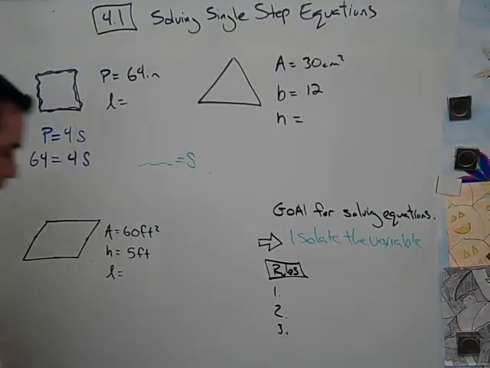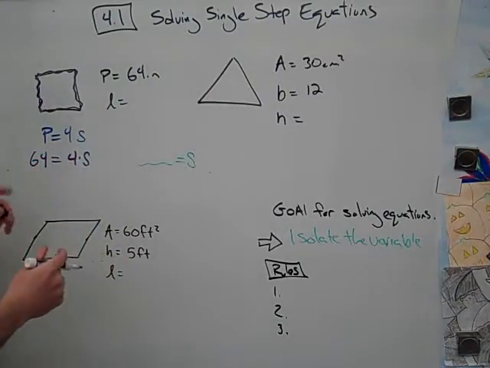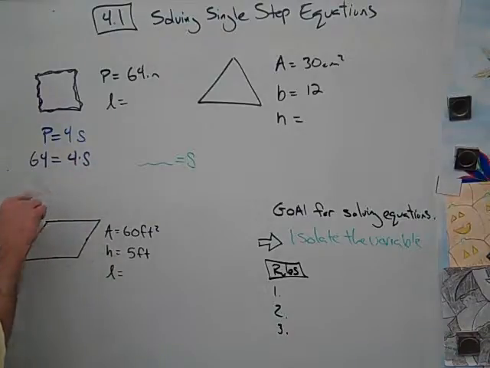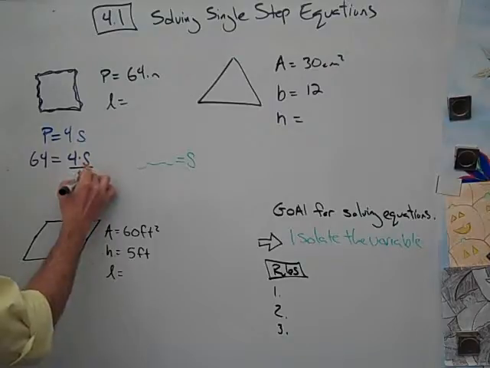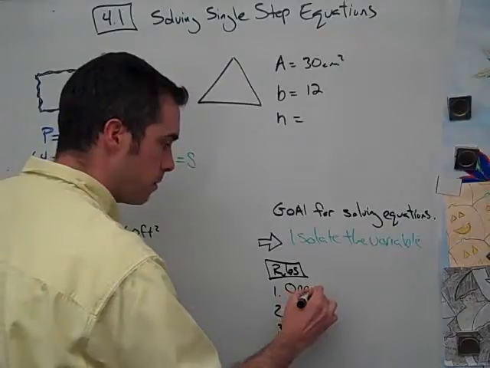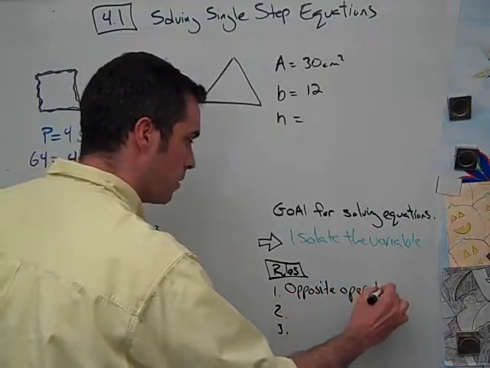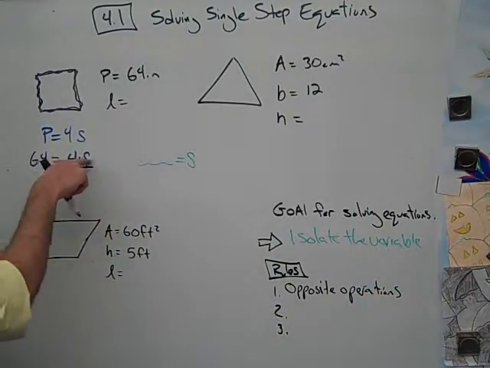So what am I going to do here? Well, if 4 times the side gives me 64, maybe I should divide 64 by 4. When you solve an equation, you want to do the opposite operation of what's being done to the variable. So here we have 4 times s, and I will divide by 4. Do the opposite. Opposite operations. I'm abbreviating here. So I'm doing the opposite. The opposite of times is divide.